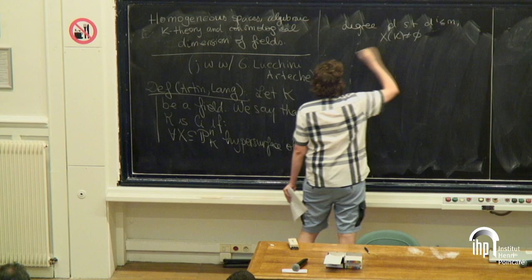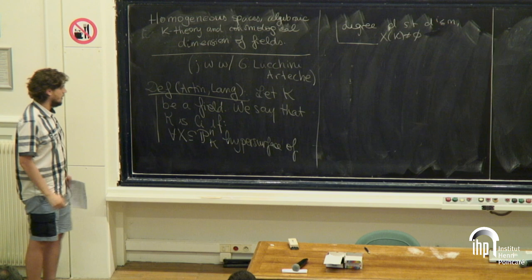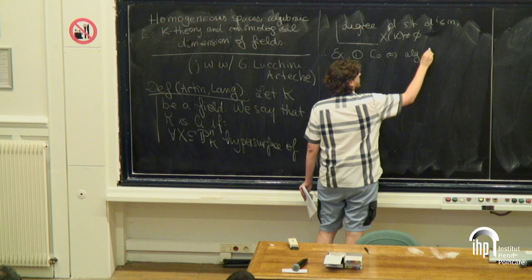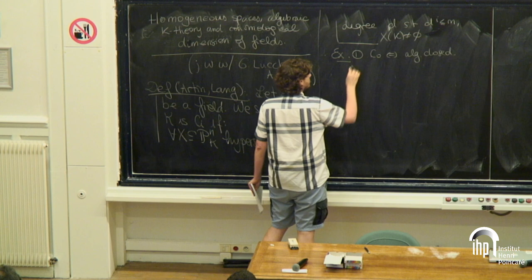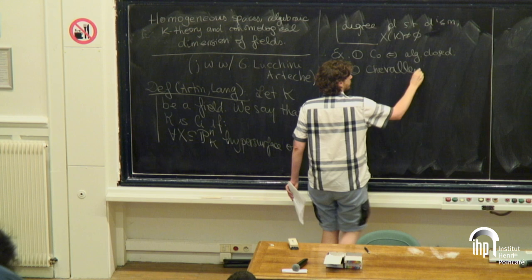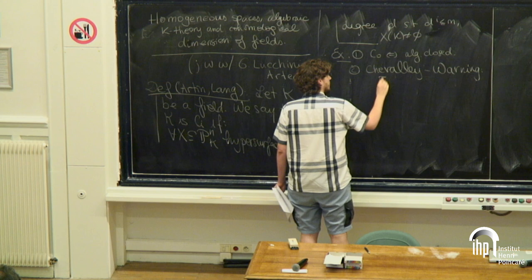Okay, so what are the basic properties of these C_i properties? Well, for example, the first example, which is not very interesting, is that a field is C_0 if and only if it is algebraically closed. This is essentially by definition. A more interesting example is the case of finite fields. So this is a theorem you have probably encountered, and that is called the Chevalley-Warning theorem. The Chevalley-Warning theorem states that a finite field is always C_1.